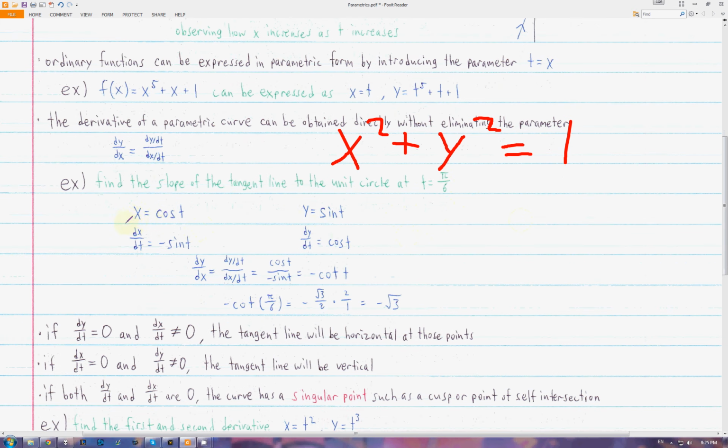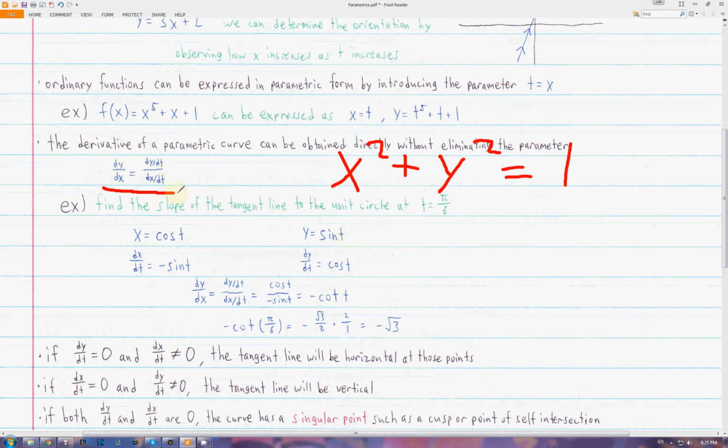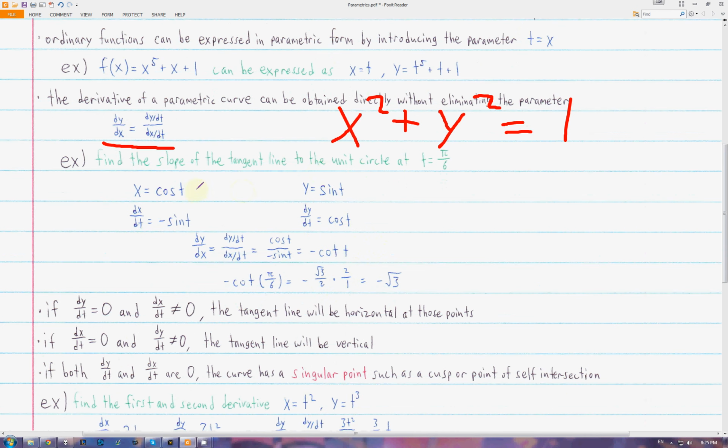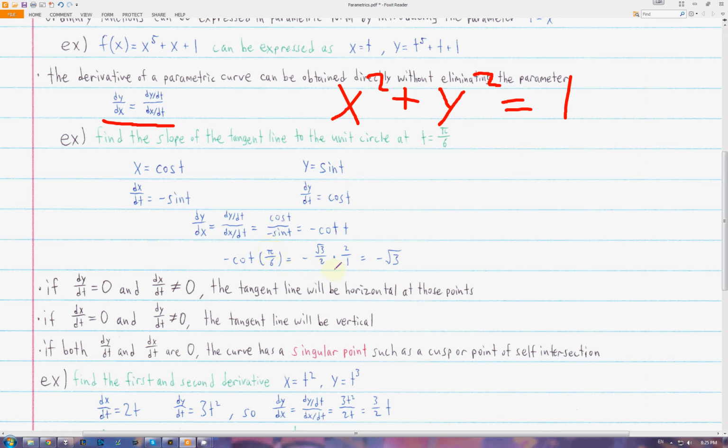First we differentiate the x and y equations separately with respect to t, the parameter. We get dx/dt is negative sine t and dy/dt is cosine t. Then by this equation, all we have to do to get dy/dx is divide dy/dt by dx/dt. So we get cosine t over negative sine t, which is negative cotangent of t. To find the slope when t is pi/6, we plug in pi/6, and we find that the slope of the tangent line is negative square root 3.